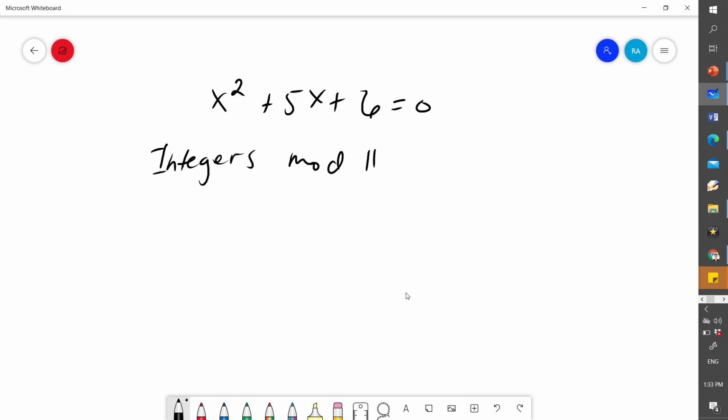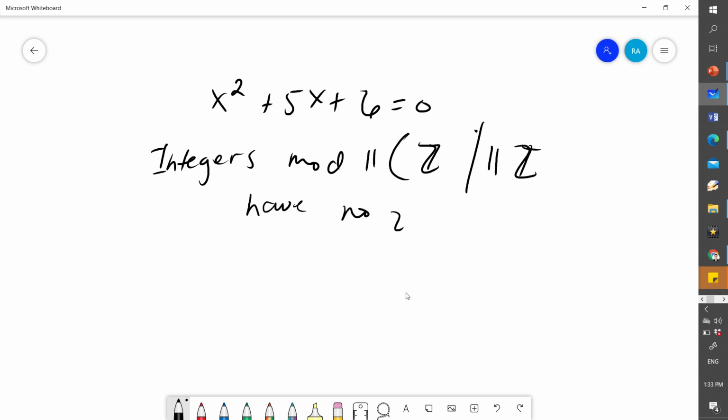Okay, so let's return to the equation x squared plus 5x plus 6 equals 0, except this time, we're going to work mod 11 instead of mod 12. So the integers mod 11 have no zero divisors.